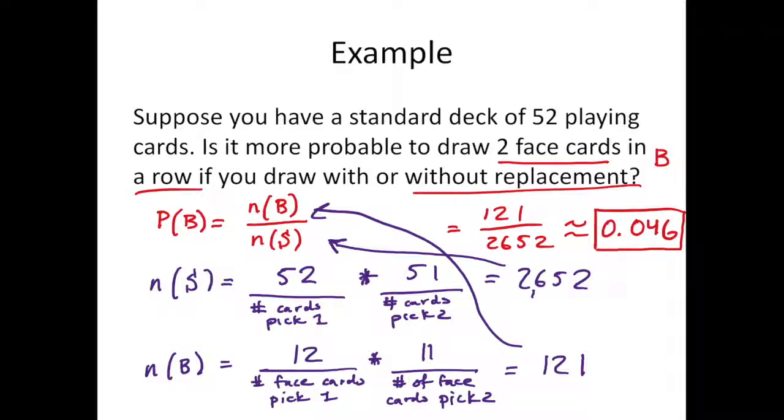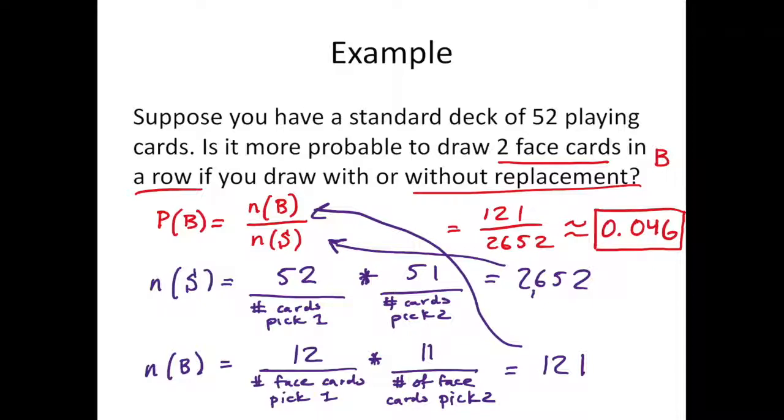However, I'm not putting that card back for pick 2. So now for pick 2, there's 51 possible choices. So in total, there's 52 times 51, or only 2,652 possibilities for this scenario. So my denominator has decreased. Now I look for the numerator, and for B, how many different ways can I end up with 2 face cards in a row? Well, for pick 1, there's still 12 face cards, the jacks, the queens, the kings. But now let's assume I pick one of those. Now there's no longer 12 remaining, there's only 11 left for pick 2.